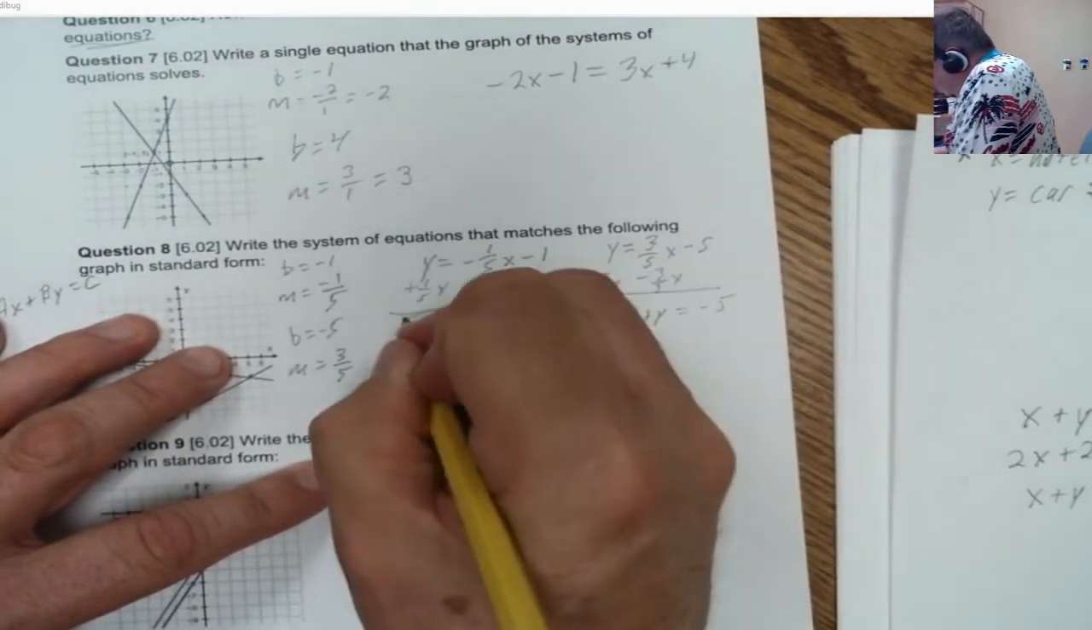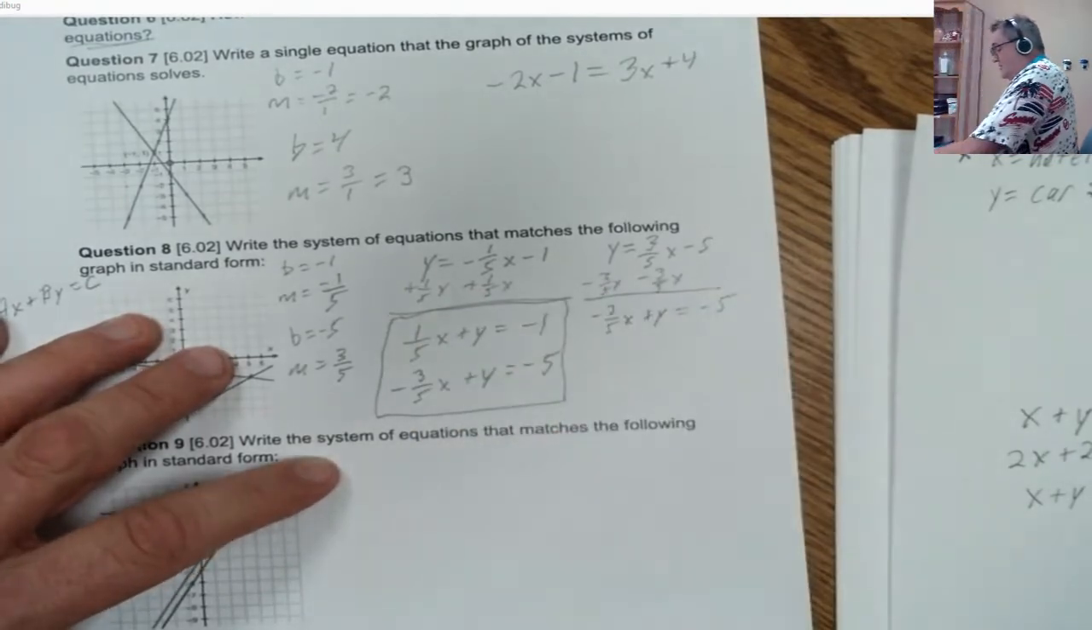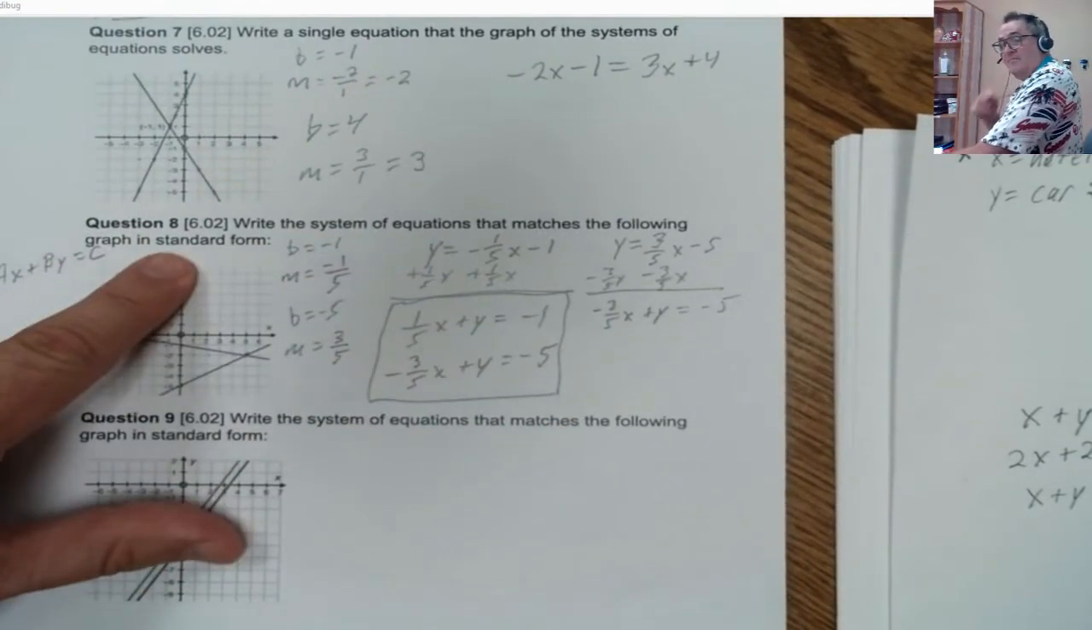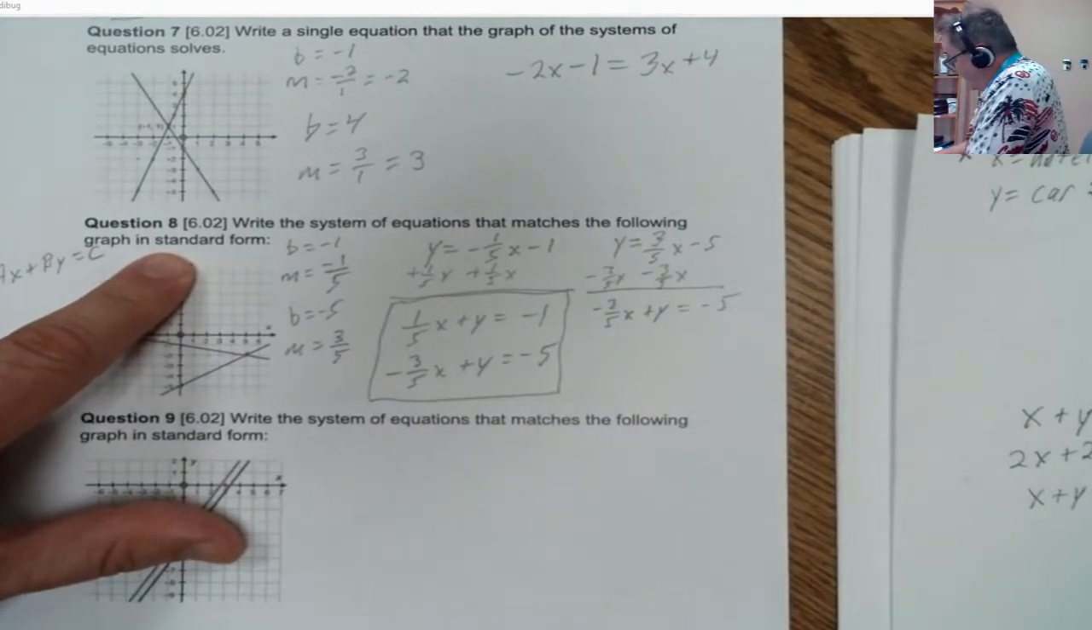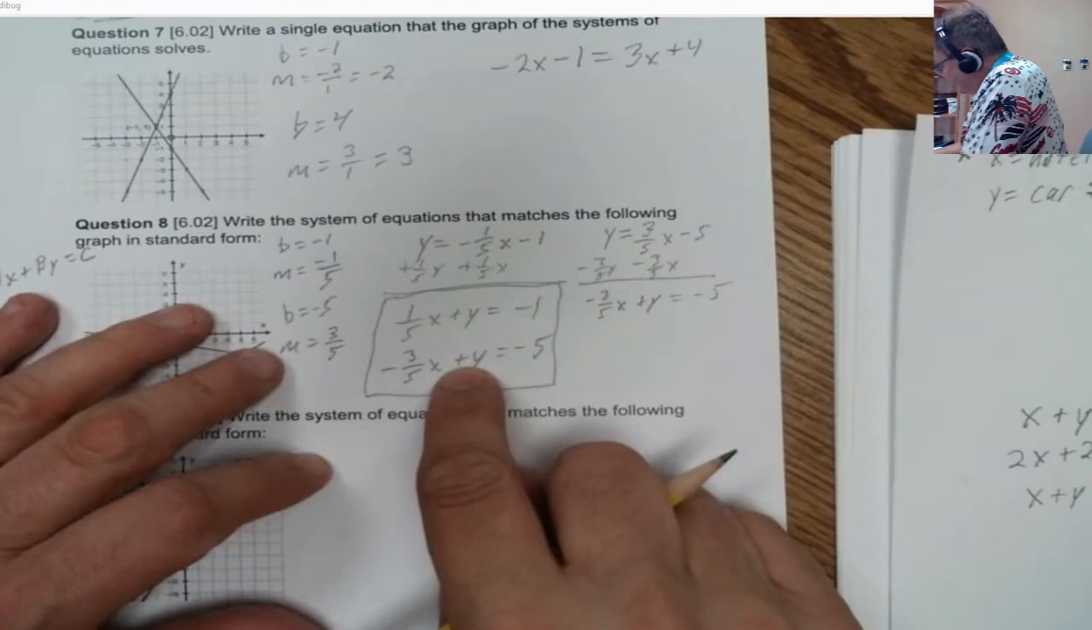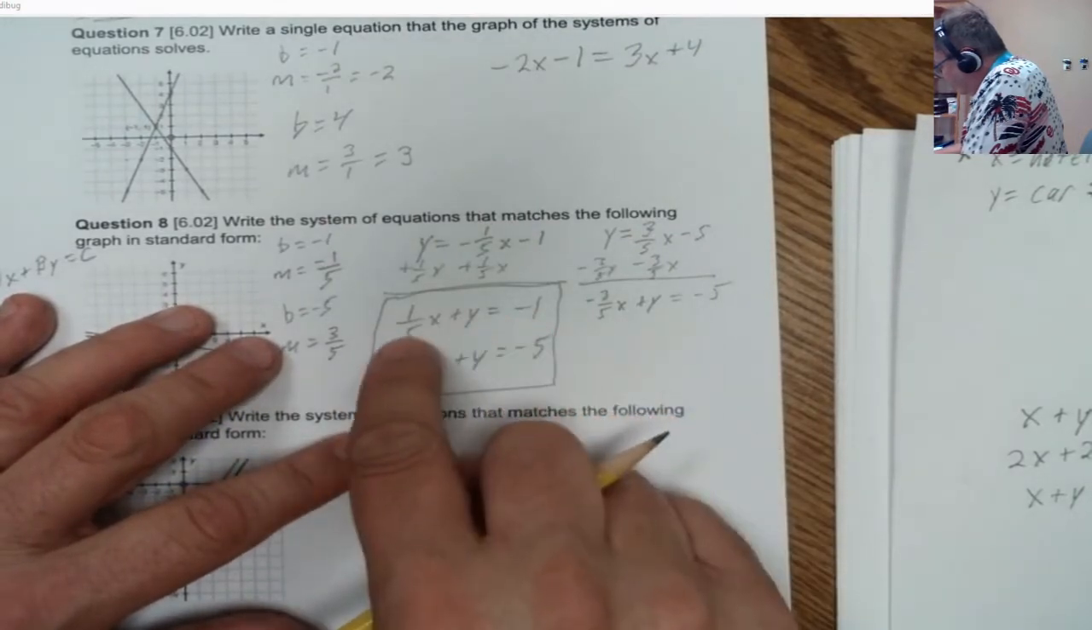And that's our system of equations. System of equations in standard form, right there. If you don't like the fractions, we can also multiply everything by 5, since there's a 5 on the bottom.